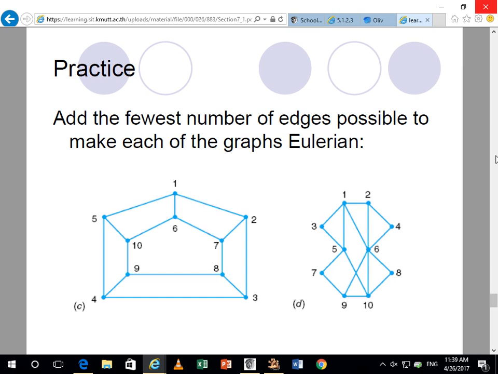Okay? If you have been following this, it will be very easy for you to do. C. Add the fewest number of edges possible to make each of this graph C Eulerian. If you need more paper, paper's here. Quiz, not assignment, quiz. That means don't talk to your friends.